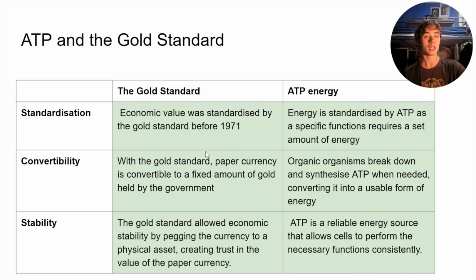Next is convertibility. Just as paper money under the gold standard could be exchanged for gold, ATP can be broken down and synthesized as needed, converting stored energy into a usable form for biological processes. Stability was another key benefit of the gold standard. Pegging the currency to a fixed asset ensured trust in the currency's value. Similarly, ATP acts as a reliable energy source, allowing cells to consistently perform vital functions.